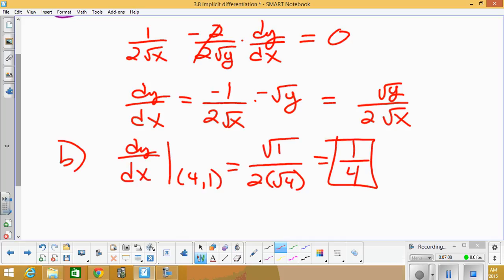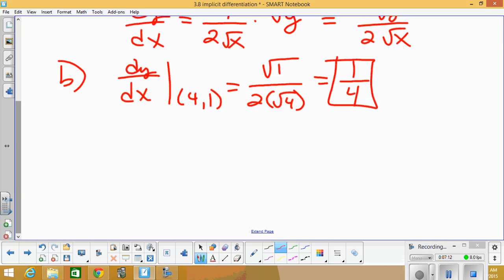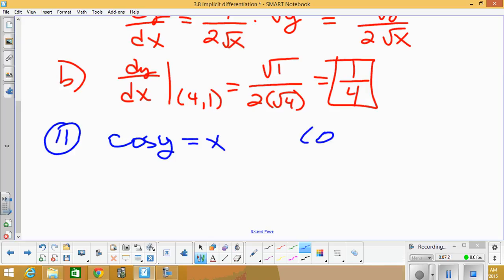All right, I want to do one more example and show it to us with a trig function implicitly. So I have cosine of y is equal to x, and I want to evaluate it at the point (0, pi over 2). I'm going to go ahead and do implicit differentiation. So I'm going to be taking the derivative of cosine of y. The derivative of cosine of y is negative sine y, and chain rule times the dy dx.